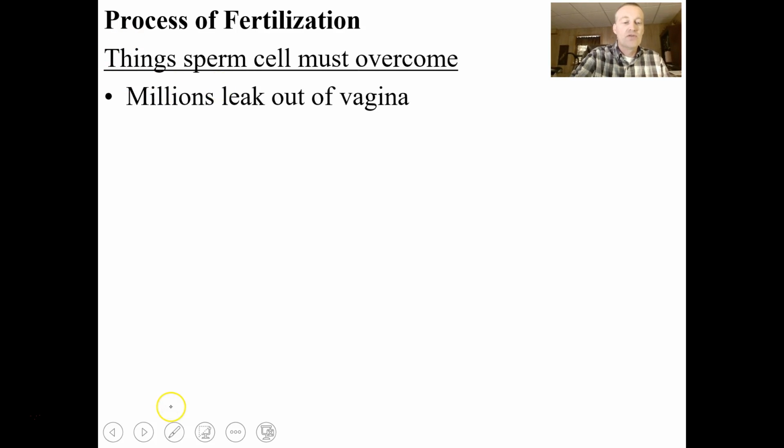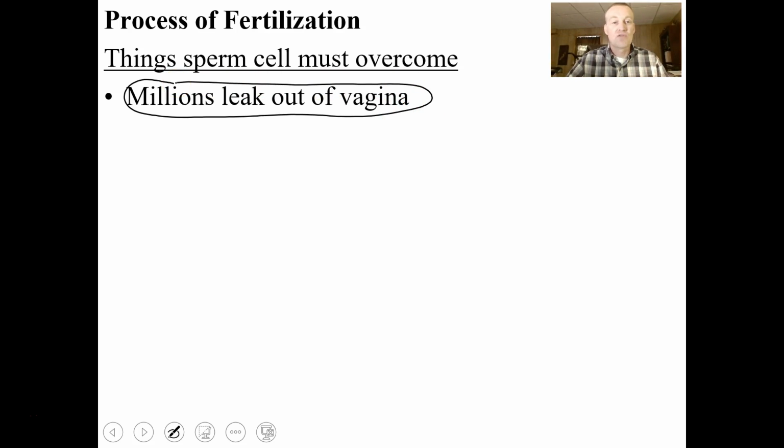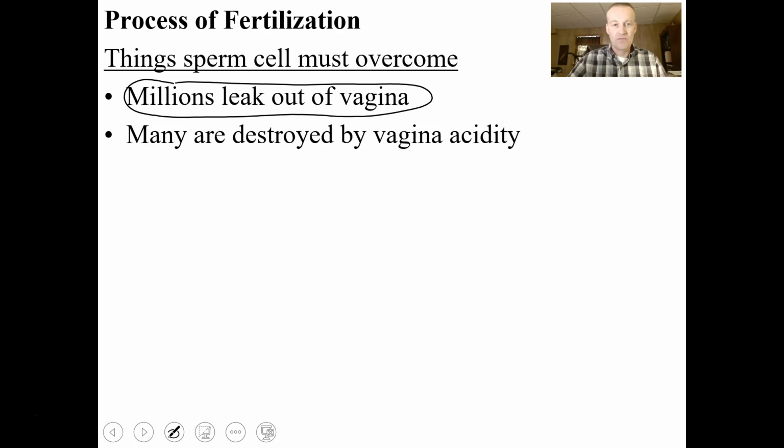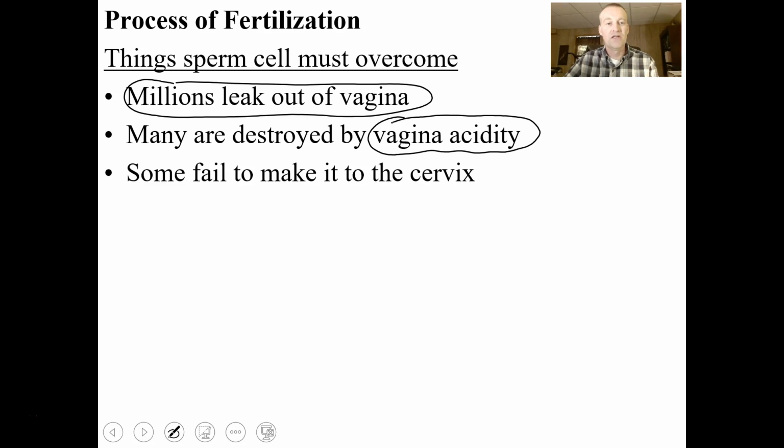Now, there are things that sperm cells have to overcome in order to fertilize an egg cell. Just physically, millions of sperm cells are going to leak out of the vagina after sexual intercourse and never have an opportunity to swim towards the egg cells. There is a vaginal acid that's created, and that acidity normally helps to inhibit microbial growth, but it also will destroy sperm cells. Sperm cells are swimming in a fluid that's alkaline, but not all of them are going to be protected by the alkaline fluid, and some of them will die from acidity.